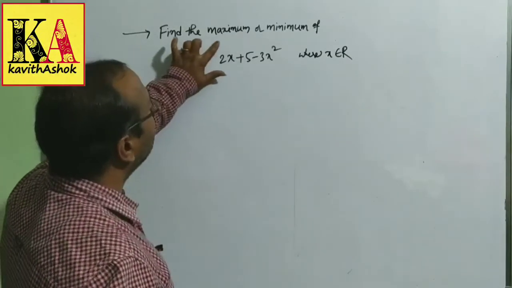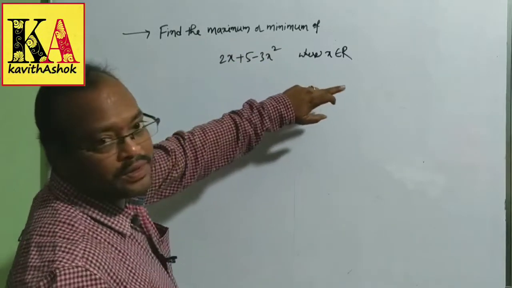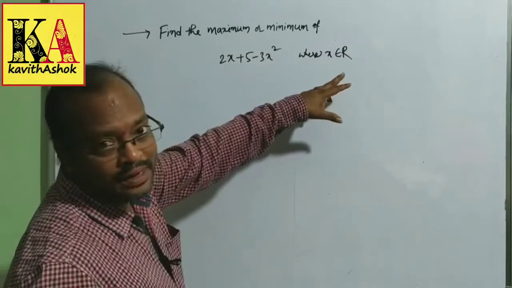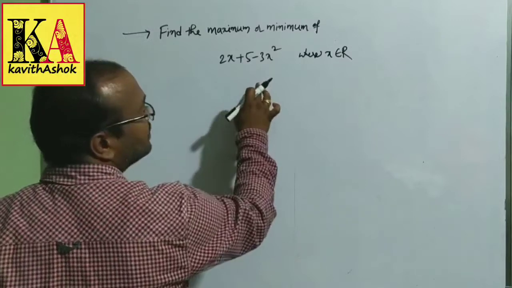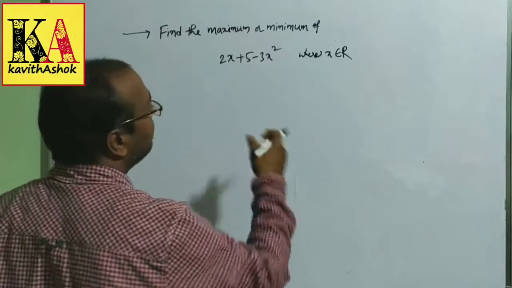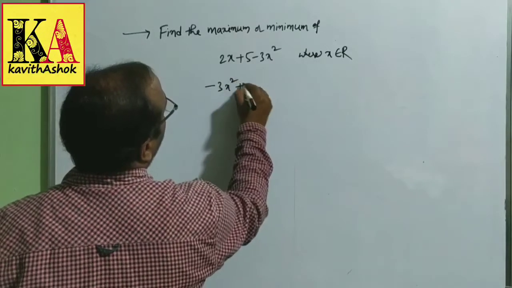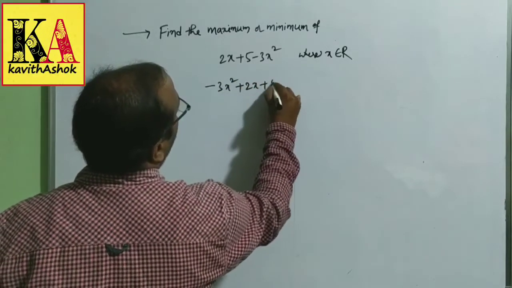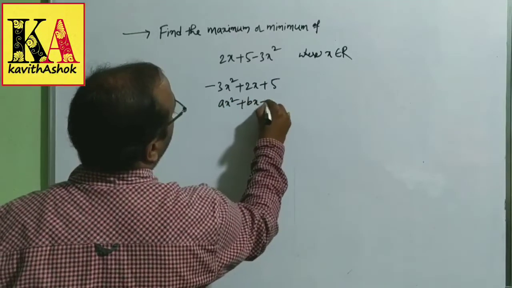Find the maximum or minimum value of this expression where x belongs to R. So x varies over the real numbers. First write it down in a convenient form, convenient in the sense of ax square plus bx plus c form. So we will write like this here: minus 3x square plus 2x plus 5. Now compare this with ax square plus bx plus c.